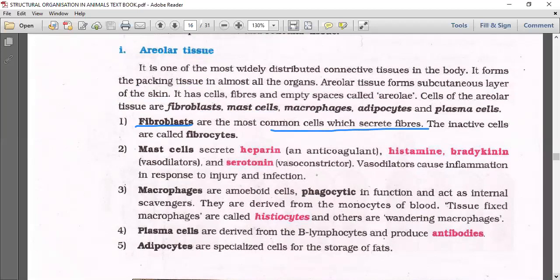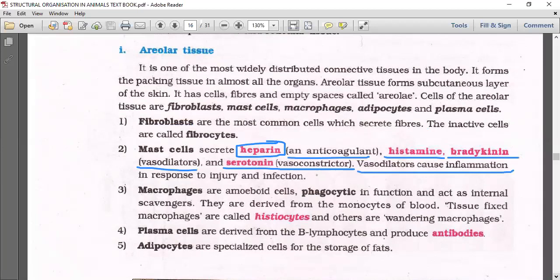Inactive fibroblasts are called fibrocytes. Mast cells secrete heparin, an anticoagulant; histamine, which attracts the histiocytes; bradykinin, a vasodilator; and serotonin, a vasoconstrictor. The vasodilators cause inflammation in response to injury and infection.